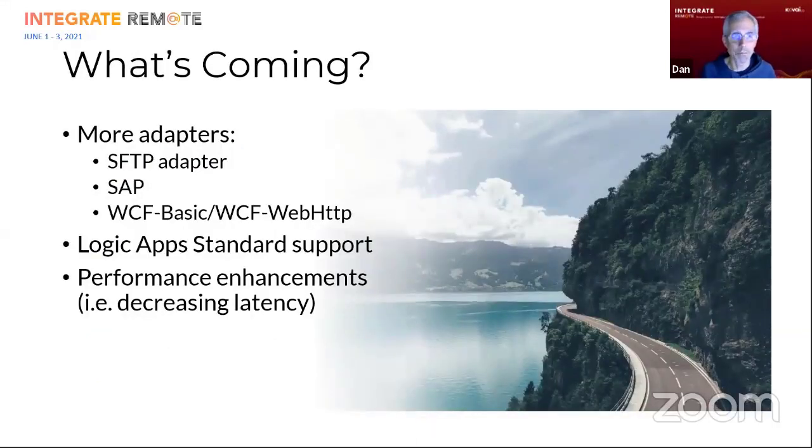What's coming? More adapters. These are the ones that are prioritized at the moment: the SFTP, the SAP, and the WCF Basic and Web HTTP. They're also pushing for Logic App Standard support. Just be aware that that isn't necessarily going to run locally when they do that, because the converted BizTalk app in Logic App Standard relies on Service Bus and app config, and those aren't yet available locally. Another big thing they need to work on is performance enhancements, because right now there is a bit of latency involved, and that has to do with the polling intervals and such, which is again a balance of cost versus performance.